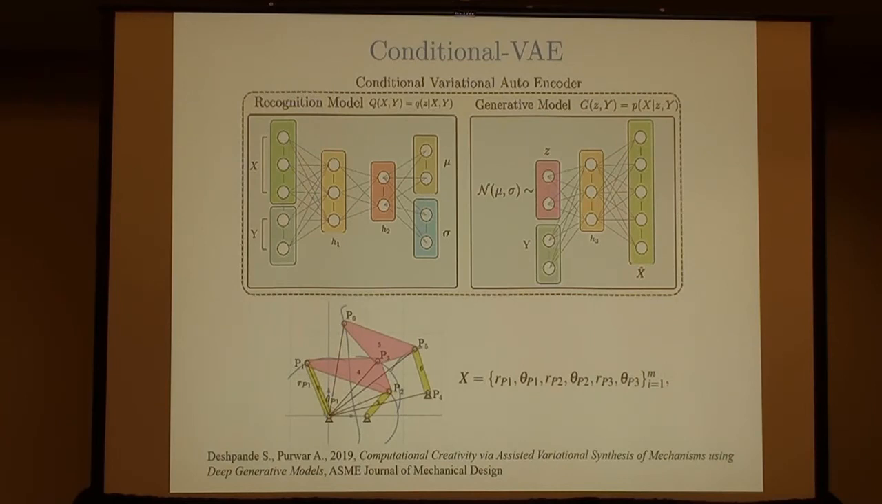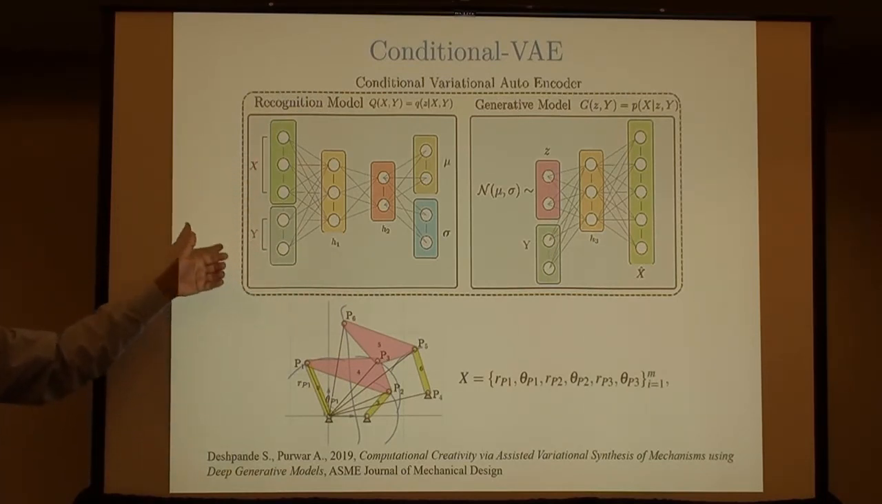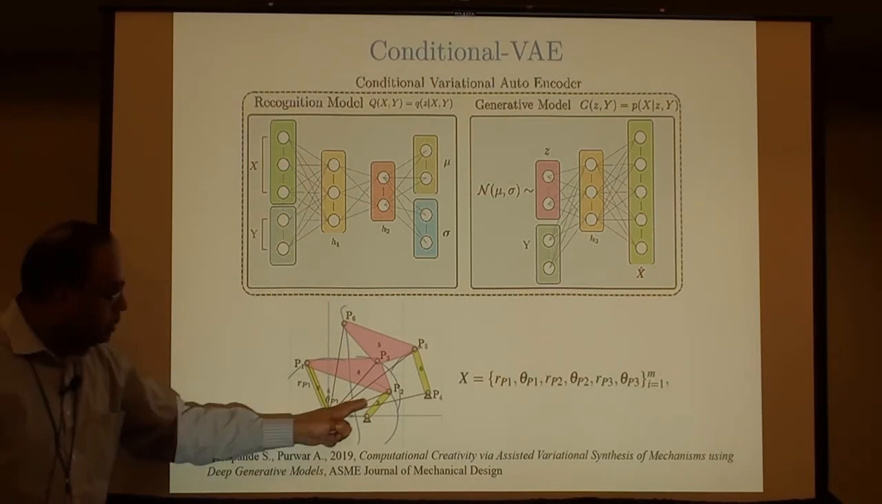Now here we are saying that we want to be able to design a mechanism for a given path. So I don't have a computational solver anymore, right? I'm taking that shortcut, the end-to-end synthesis that we spoke about. So here we have X and now we have Y. Y is a label, and what is X? X is no longer the path information or the motion information. X is actually the mechanism parameters.